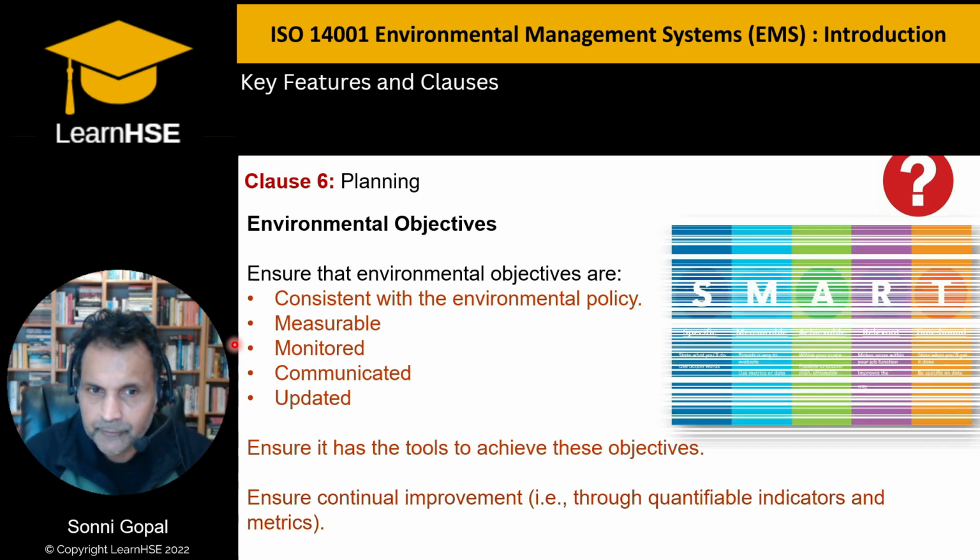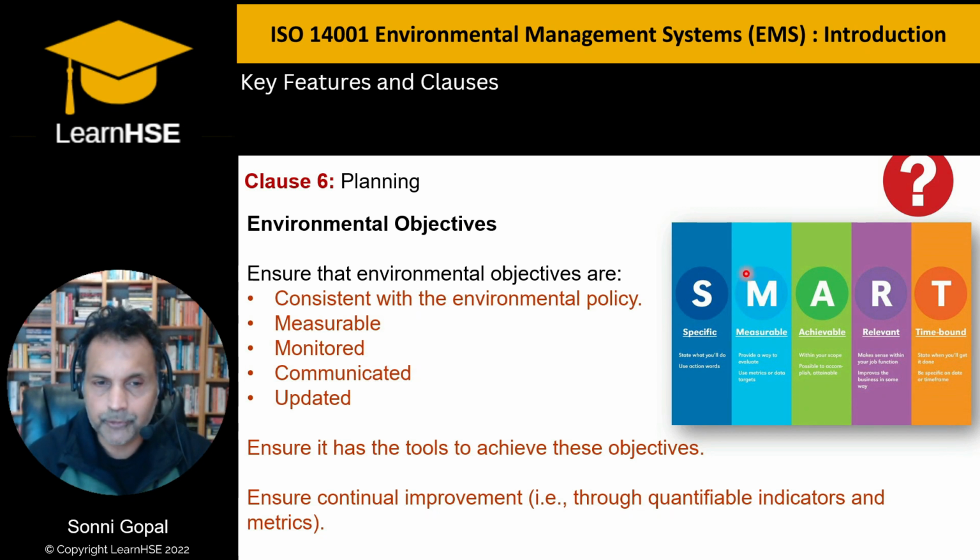I suspect many of you are familiar with this graphic that's come up, which is called SMART. This is how we can look at how to manage actions in any framework. The S stands for specific, M for measurable, A for achievable, R for relevant, and T for time-bound. If we can tick the box on all of the SMART acronym letters for actions related to objectives or targets, then we're onto a winning streak.